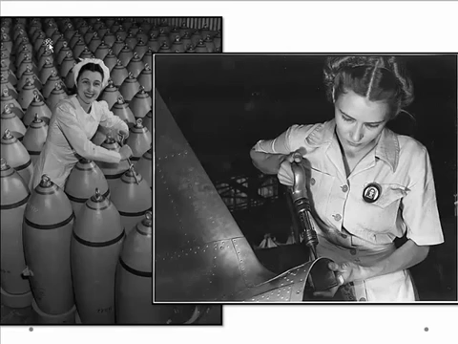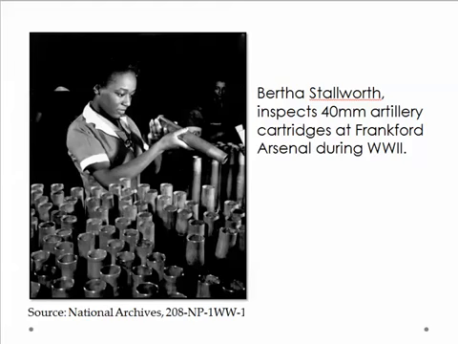Here's a woman with all these bombs here to be dropped from the planes to attack the enemy. These women, and there's a bandana on here, these women are working in the war industries, and they left home, and their role is going to change. Now they're at work. Okay? And here's an African-American woman, Bertha Stallworth, and she's inspecting a 44 millimeter artillery cartridge at the Frankfurt Arsenal during World War II. So all these ladies are in these war industries working instead of at home with the children.